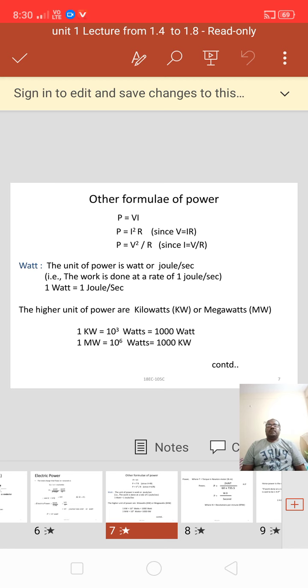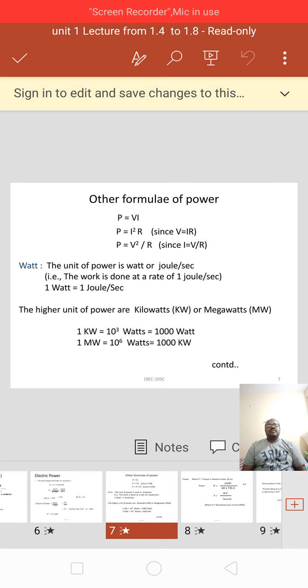We implement those formulas in power also. That is, power P equals, taking in place of V the first formula, V equals IR. For finding the voltage, we take the product of current and resistance, that is we take IR in place of V. Therefore, the formula is P equals I into R into I. Here there exist two I's, so P equals I square R in watts.